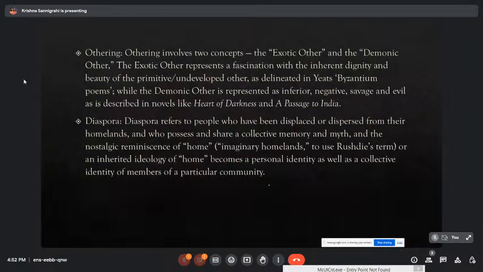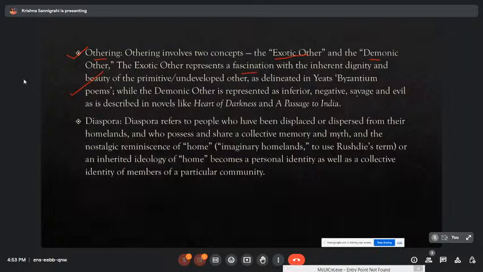Now we will be discussing some terms which are very, very important when we are talking about post-colonial criticism. First one being othering. So what does othering talk about? Othering involves two concepts. What are they? The exotic other and the demonic other. The exotic other presents a fascination with the inherent dignity and beauty of the primitive or undeveloped other, as delineated in Yeats's Byzantium poems, while the demonic other is represented as inferior. And inferior to what? The negative, savage, and evil as described in novels like Heart of Darkness and A Passage to India.